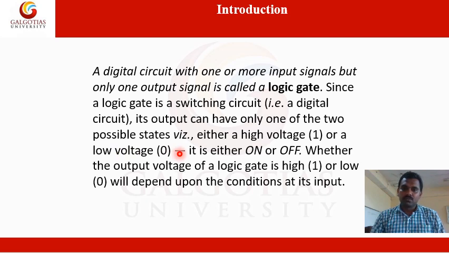So as we know, digital electronics basically works in two states, that is logic 1, the high state, and logic 0, the low state. So a logic gate is basically an electronic circuit which has one or more input signals, and after passing through the logic gate there is only one output.